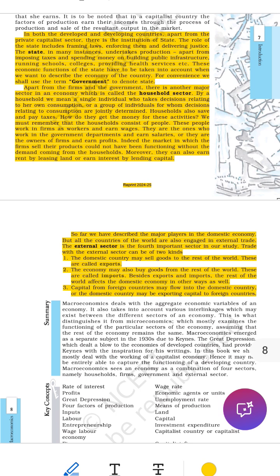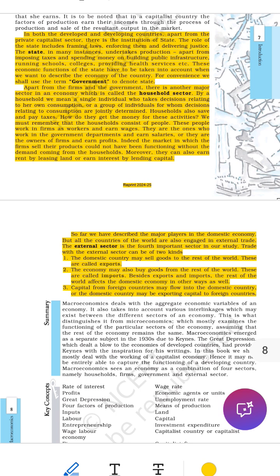Households also save and pay taxes. Households, people and family, buy food, clothes, etc., save money, keep money in banks, pay taxes to the government. Example, your parents earn money, save some in the bank, and pay taxes to the government. How do they get the money for these activities? But where does the household get money to do all this?